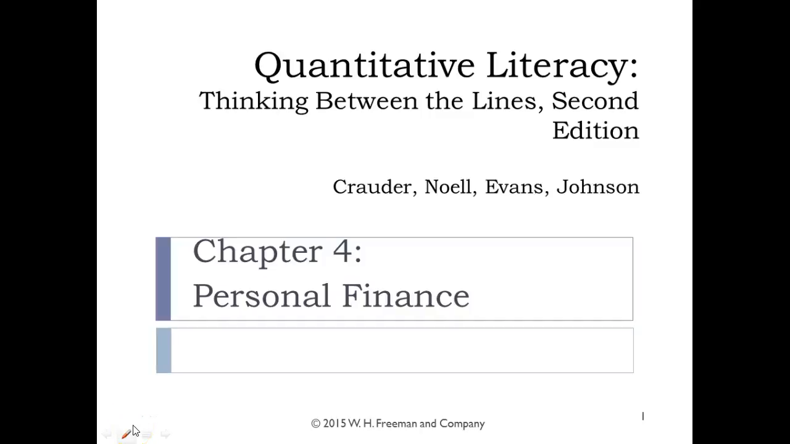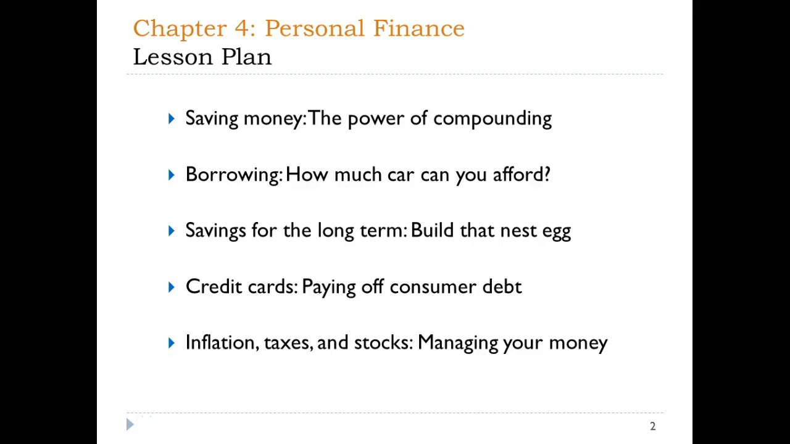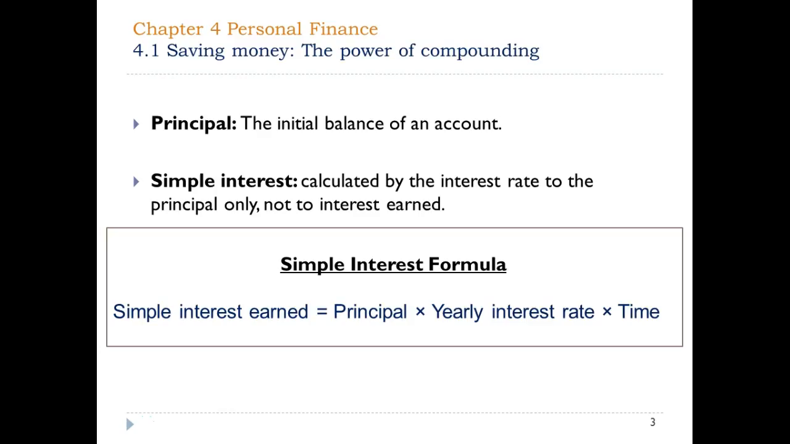Chapter 4, Personal Finance. Saving money, the power of compounding. Some terminology. Principal, the initial balance of an account. Simple interest, calculated by applying the interest rate to the principal only, not to interest earned. Simple interest formula: simple interest earned is equal to principal times yearly interest rate times time.